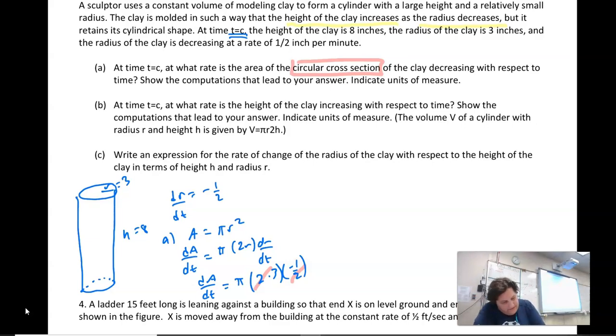So I'll go and write my answer right here. dA/dt is -3 pi. I'll go ahead and do my units: inches squared per minute because it's area. So that was part A.